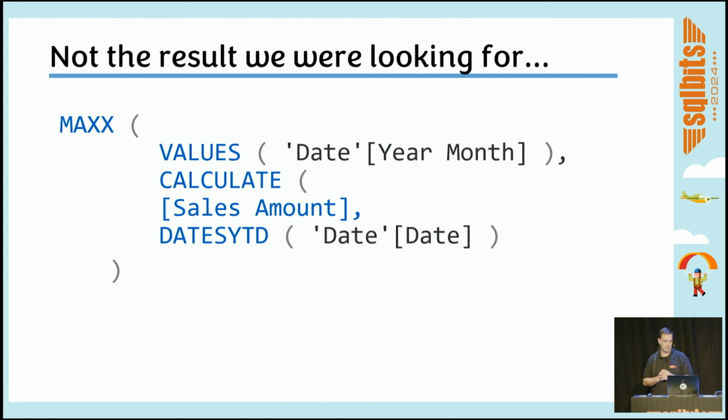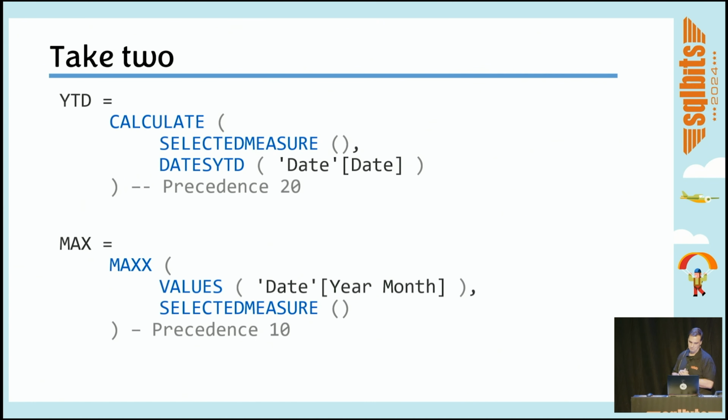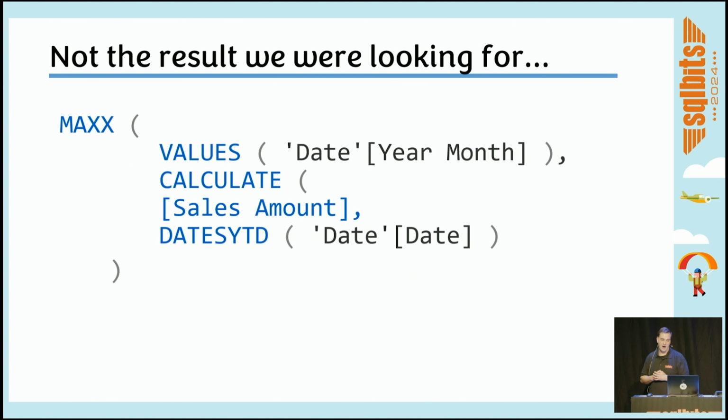Now I'm going to go ahead and replace the measure. So this is what I'm going to be calculating. Is that what I want? Does it return the number I want? It doesn't. And the reason why is because I'm applying the year to date first, and then I'm going and actually calculating the measure.